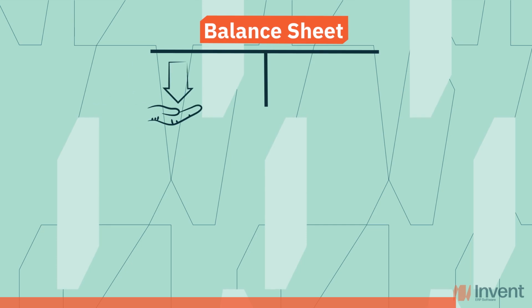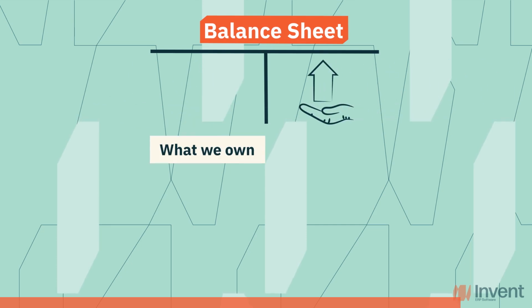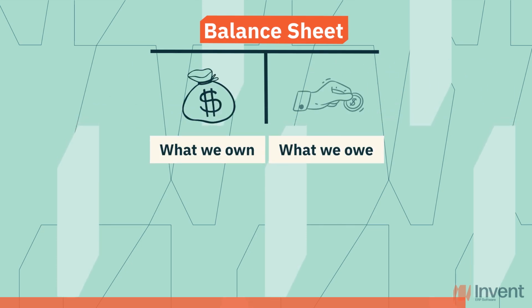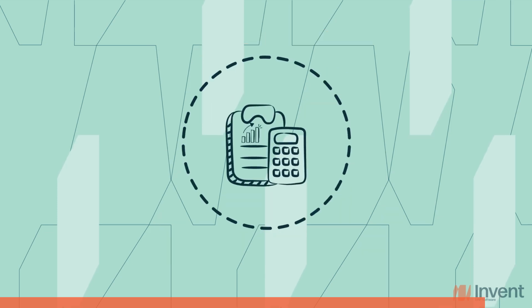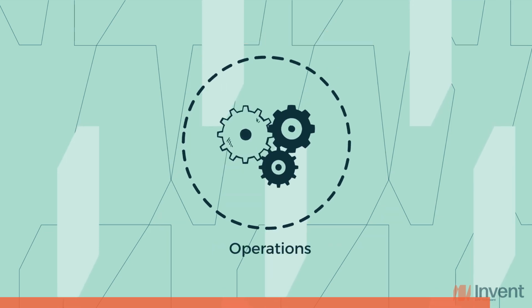The balance sheet provides an overview of what a company owns, assets, and what it owes, liabilities, and equity, at a specific point in time, offering valuable insights into its financial health. It can reveal fascinating stories about a company's financial position and operations.